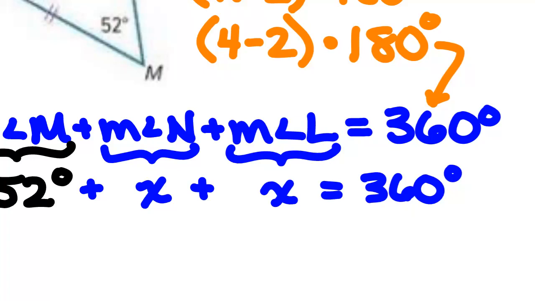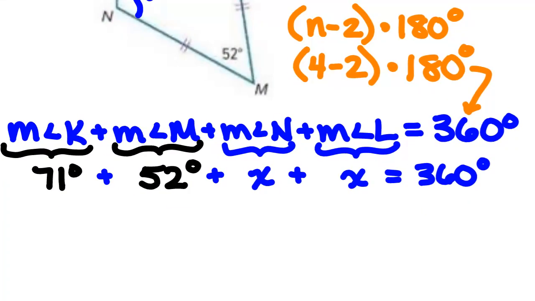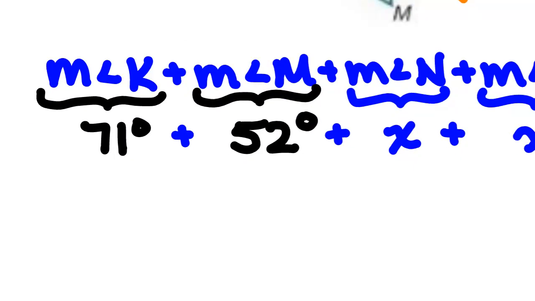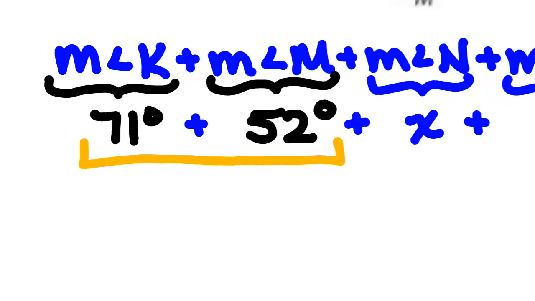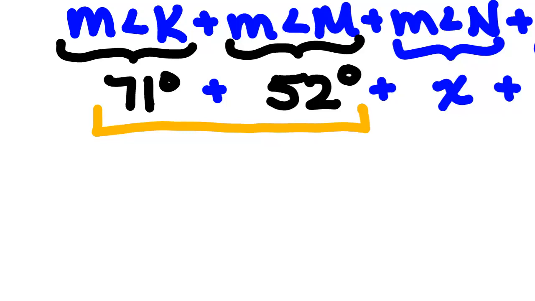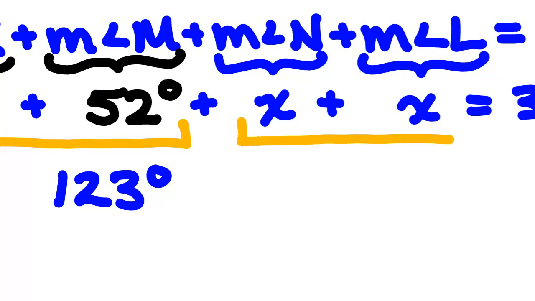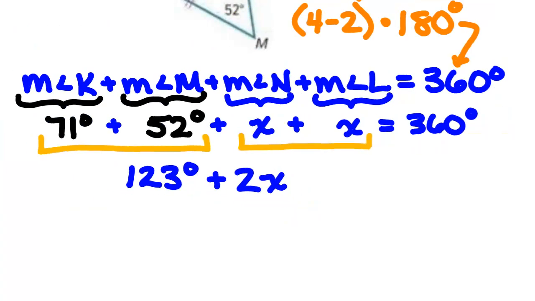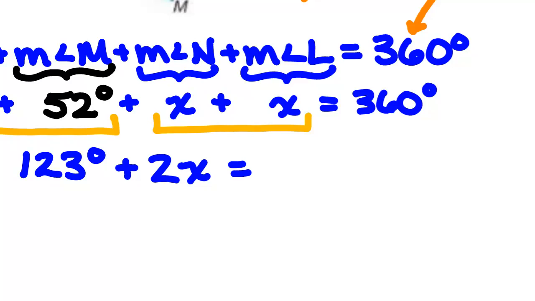All right, so now I have my equation set up and my substitutions made. I need to combine my like terms together. So I'm going to add the 71 and the 52 together and get how much? 123 degrees. And then I need to combine my x's together. X plus x, yep, would give me 2x. So 123 degrees plus 2x equals 360 degrees.